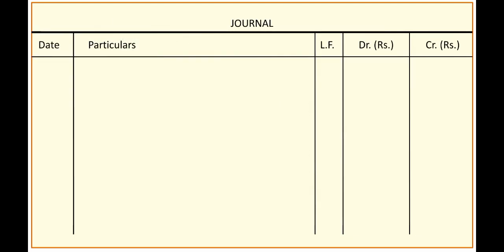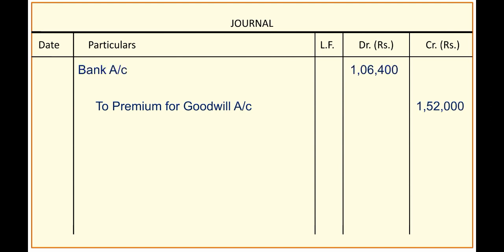So, the partner is bringing in premium for goodwill. We want 1,52,000 from him, to premium for goodwill 1,52,000. He is giving only 70%. So bank account debit 70%, that is 1,06,400. And the rest of the amount we will take from his current account. So Z's current account debit 45,600.